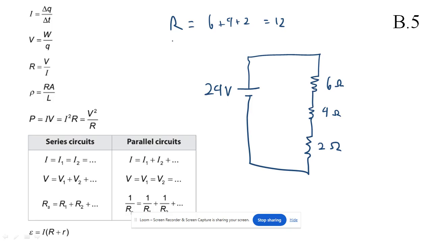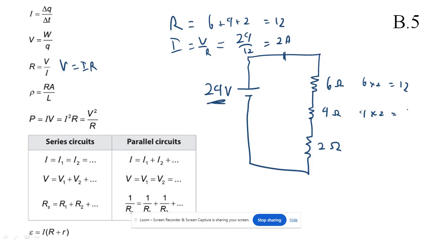Our current is going to be V over R, right? So this total voltage over that total resistance is going to be 24 divided by 12. So we're going to have 2 amps, which means we have 2 amps here, 2 amps here, 2 amps here. And then we can figure out the voltages, because V is IR. So this is going to be 6 times 2 is 12. This is going to be 4 times 2, that's going to be 8. This is going to be 2 times 2, going to be 4. And if we add up 12, 8, and 4, we get the 24 volts.